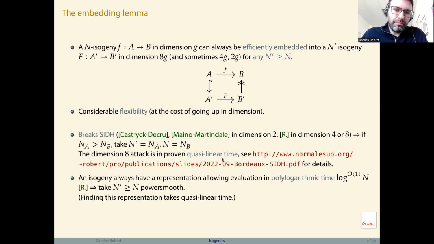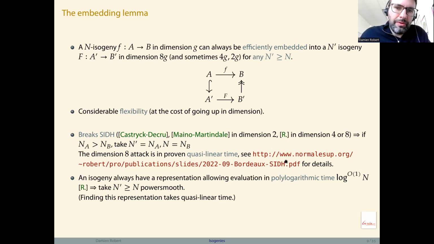Another recent application is that if you take any isogeny, you can always find a representation of this isogeny which allows it to be evaluated in polylogarithmic time. So simply what you do is you embed F into the big F with n prime power smooth. And power smooth isogenies can be evaluated a lot faster than standard isogenies. So for now, this is mostly theoretical because computing this efficient representation takes quasi-linear time. So it would be nice to get this representation faster and so evaluate an isogeny directly in polylogarithmic time, given its kernel.